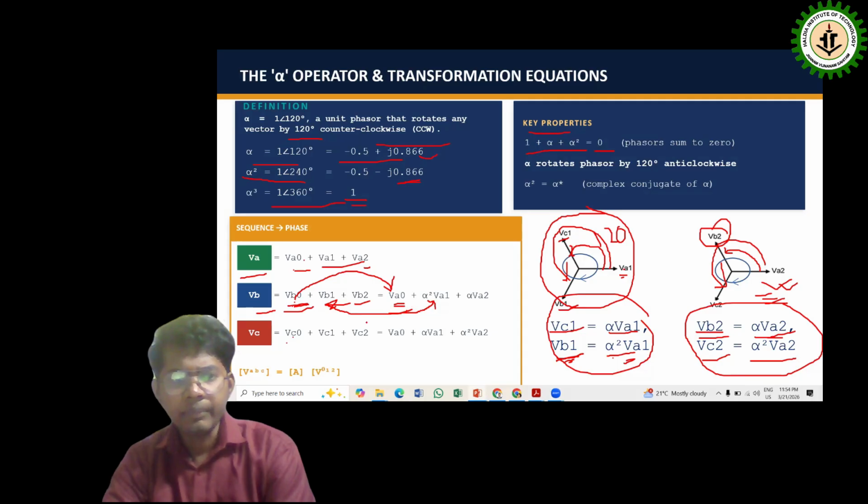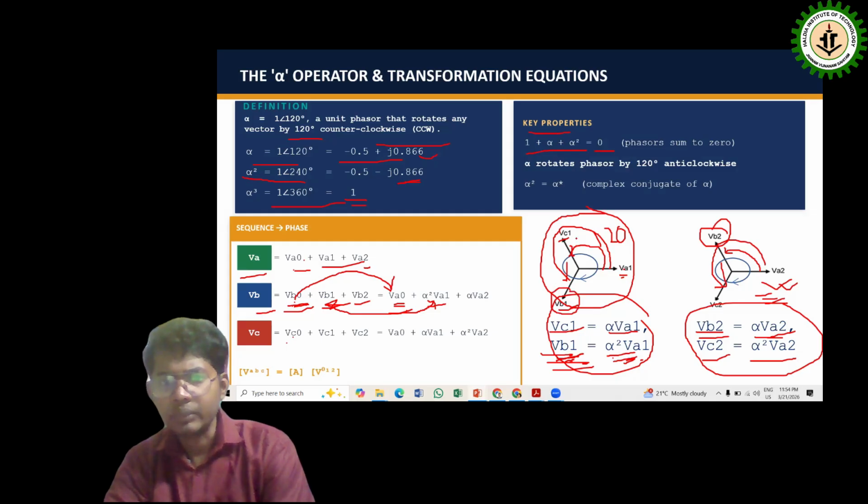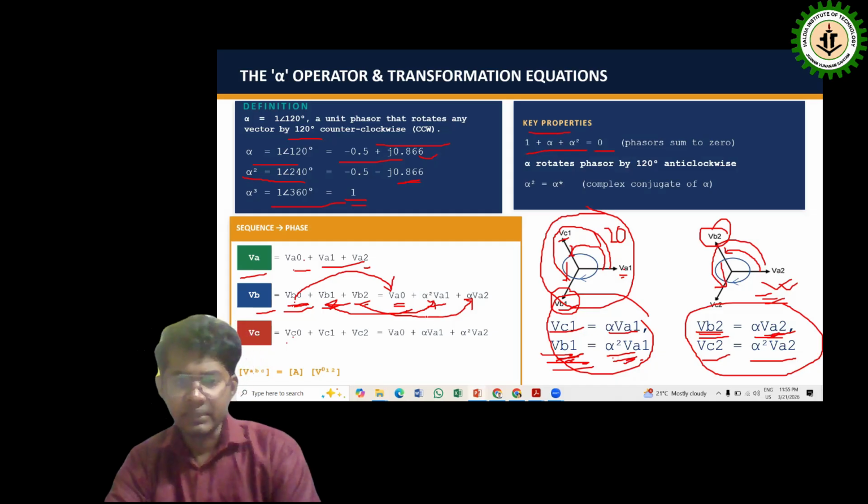So VA0 and VB0 are the same. VB1 equals alpha square VA1. How did we get this? From the positive sequence, VB1 is 120 degree plus 120, a 240 degree rotation in anticlockwise direction, which means alpha square. And VB2 equals alpha VA2, from here. So from this alpha operator we make the relation.